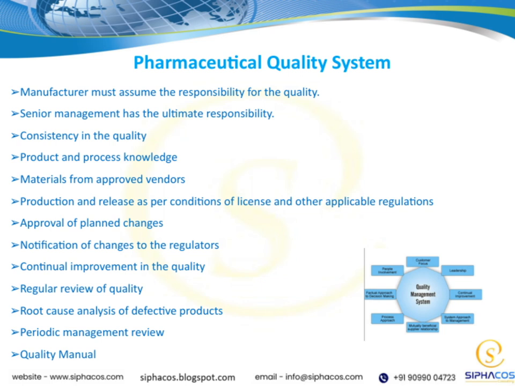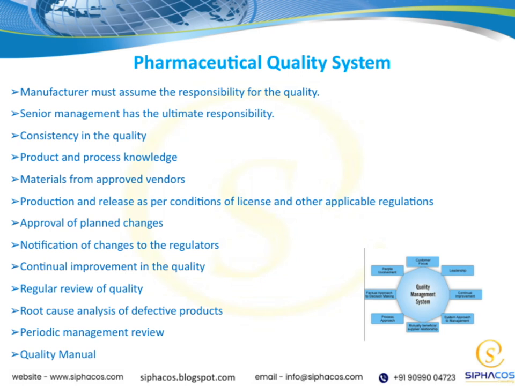Having thorough product and process knowledge is vital because it allows us to identify issues early and make informed decisions. Using materials from approved vendors helps us control the quality right from the start, reducing risks of contamination or substandard ingredients. Production and release must always follow the conditions outlined in the license and comply with all applicable regulations.